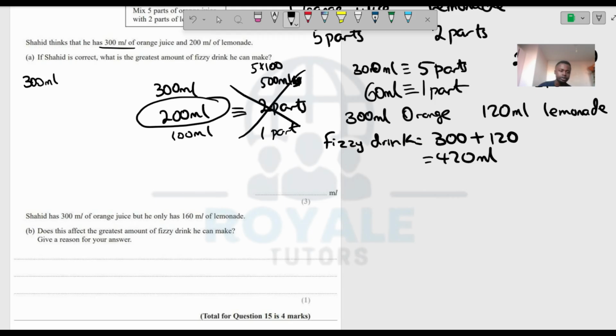Why? Now let's see. What we actually used in making the fizzy drink was 300 milliliters of orange juice, which he has, and then we used 120 milliliters of lemonade. We didn't even use up to 160 milliliters. We used 120 milliliters of lemonade. That means even if the amount of lemonade was not 200 anymore, if it's now 160 milliliters, since what we need is just 120, it doesn't affect our answer. So my answer to this question B is going to be no, because we only need 120 milliliters of lemonade and it will be enough. So that's going to be the answer to that.